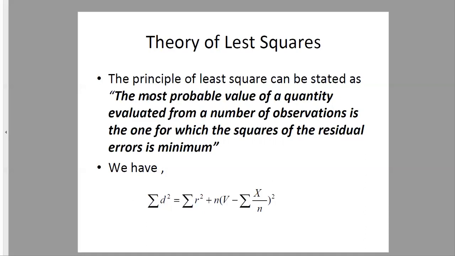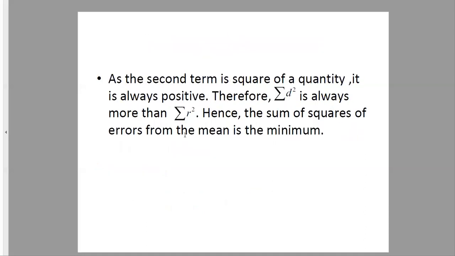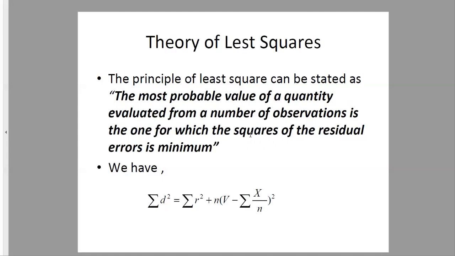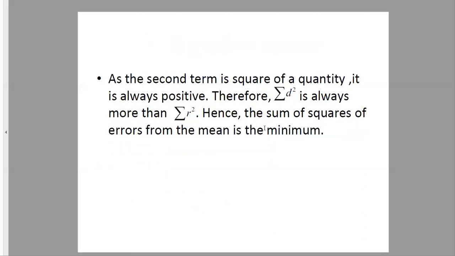We already know how to calculate the residual error, and then we can square it. The sum of squares of error from the mean is minimum. We have to calculate the sum of squares of the error.